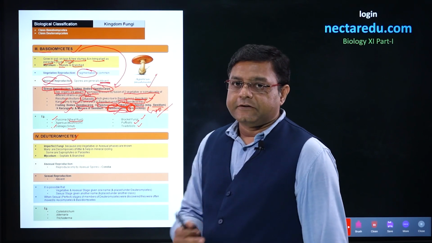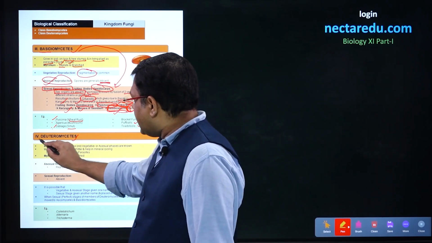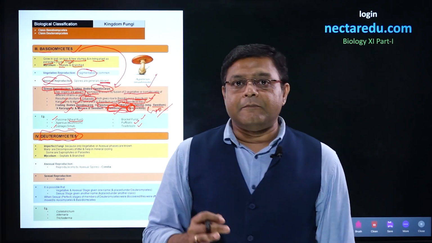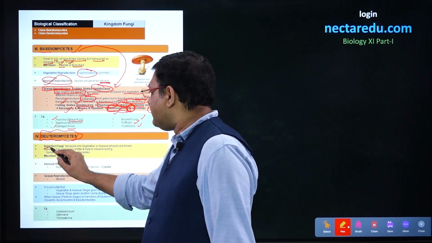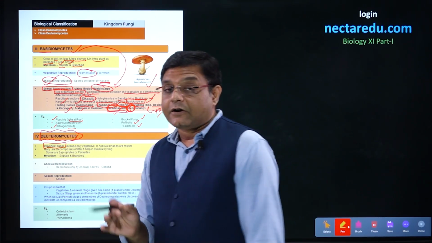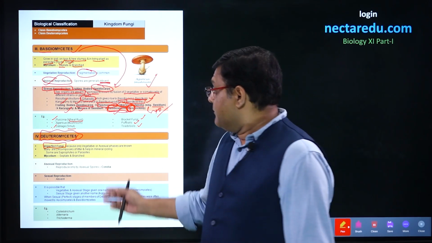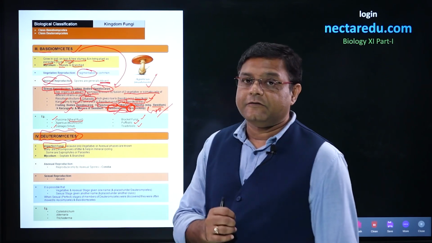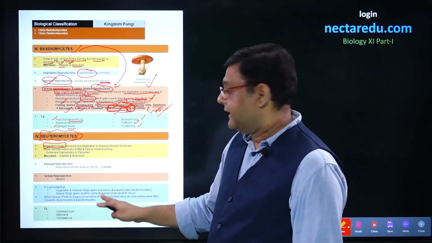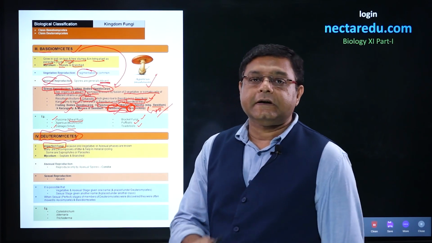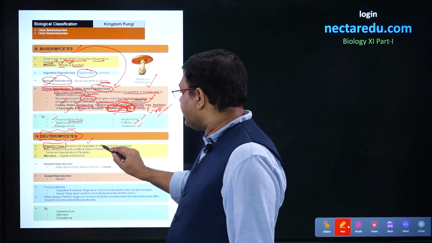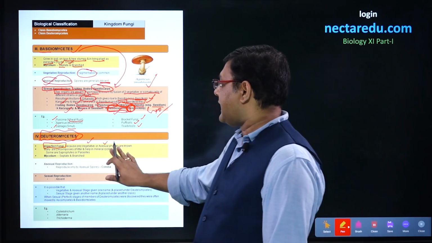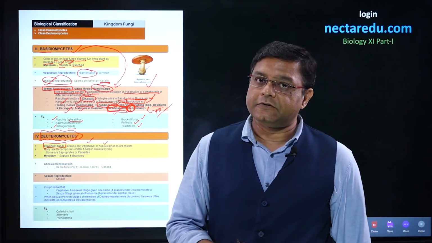After Basidiomycetes, we come to the fourth class, that is Deuteromycetes. Now, Deuteromycetes members are called imperfect fungi. They are called imperfect fungi because there should be vegetative, asexual and sexual reproduction present in the case of fungi, but in the case of Deuteromycetes, it is only vegetative and asexual reproduction which is present. Sexual reproduction is absent in the case of Deuteromycetes.